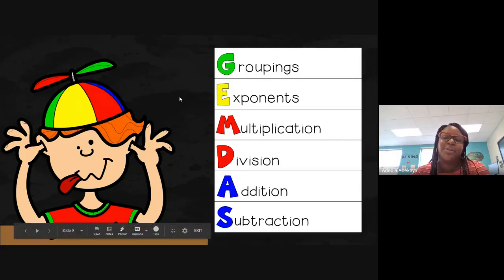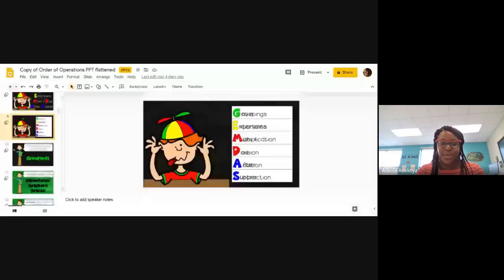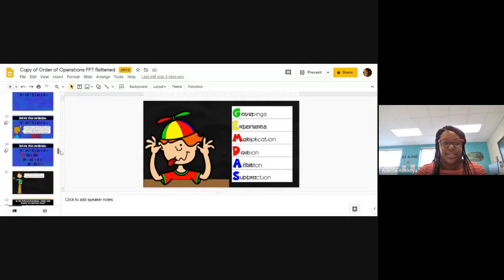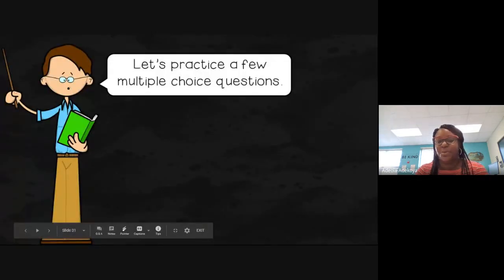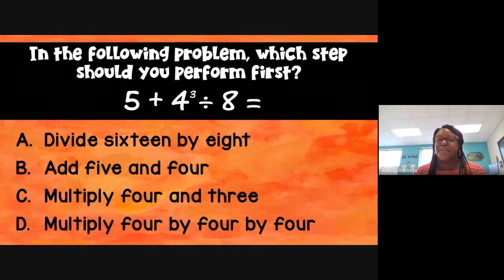All right, so today we're going to look at some problems, and before we even solve these problems, what we want to look at is what operation do we have to do first? What is the order of operations? Think about it first before even solving the problems. Let's go ahead and look at a few practice multiple choice questions. In the following problem, which step should you perform first?